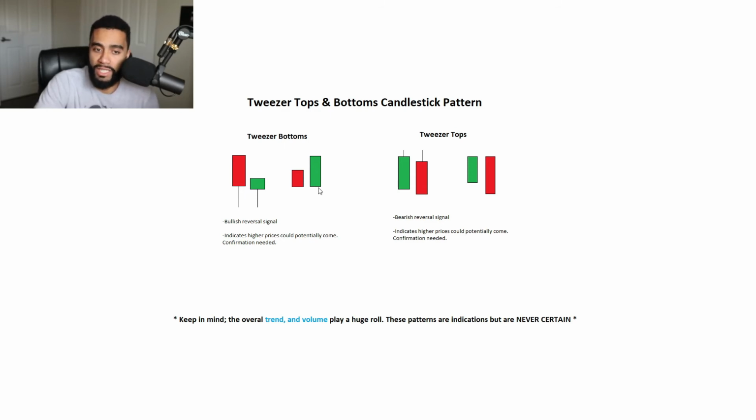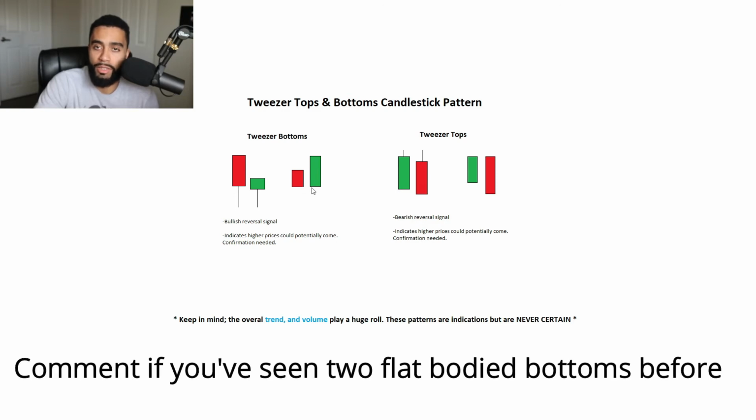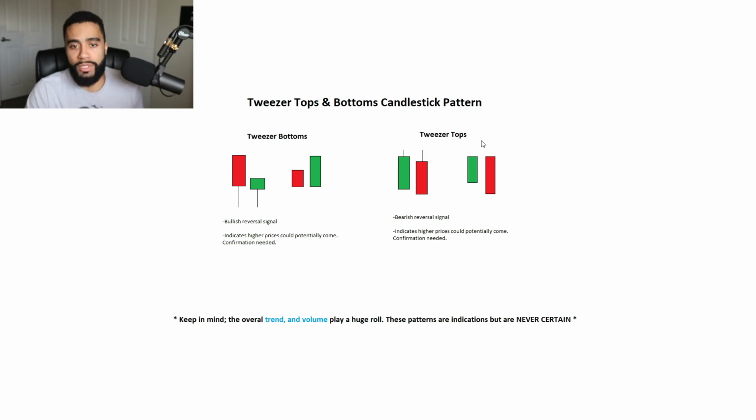It could also look like this, two flat-bodied bottoms. It could look like that, nice. Or tweezer tops, so it could be rejecting two higher prices. This usually will indicate that there's lower prices to come, right? And again, keep in mind that this isn't just a guarantee. It could just be a pause and consolidation, and then later on in a few weeks, prices happen to go higher than this level. So it could be just a periodic tweezer top or a periodic tweezer bottom, depending on how you look at it on the chart. Same with any other pattern.